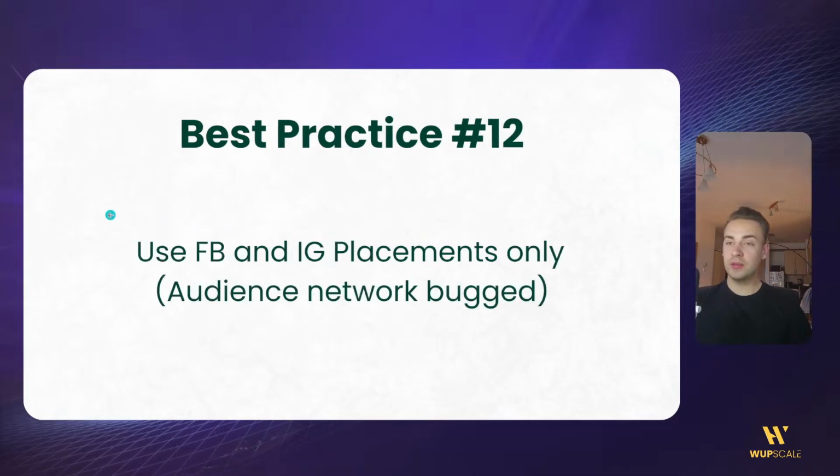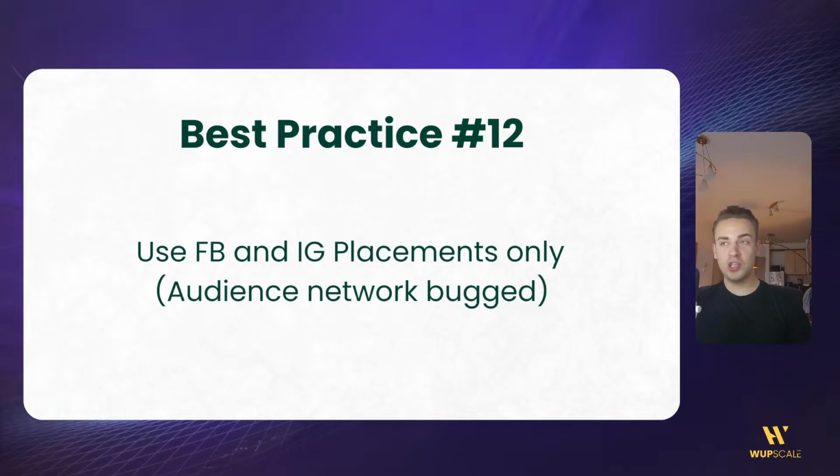Next, once we are setting up the ads, use Facebook and Instagram placements only. I like to suggest Advantage Plus everything. Meta is also pushing you into Advantage Plus everything. But recently I noticed a bug with the Audience Network. I just had it recently with a CPA client, and we were getting suspiciously high click-through rates, around 14%.